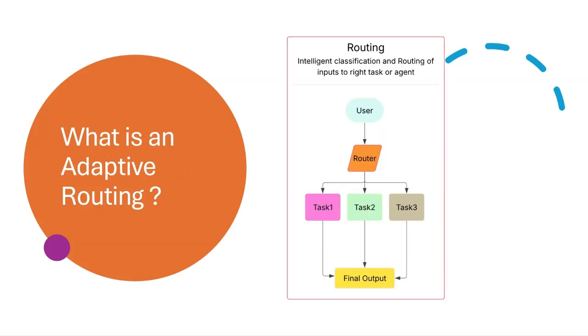Now, what is adaptive routing? Adaptive routing in agentic AI is a dynamic way to handle user inputs or user requests. A user submits a query, okay? A router analyzes the intent and the context. Based on that, it intelligently directs the request to the most relevant task or agent. The selected task processes the request. Finally, the system returns a consolidated output to the user. The key idea is simple. The system adapts its path in real time instead of following a fixed workflow, like we saw in the context cascade.